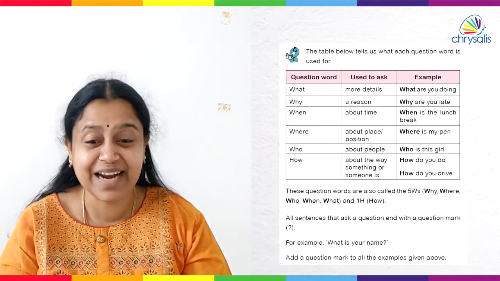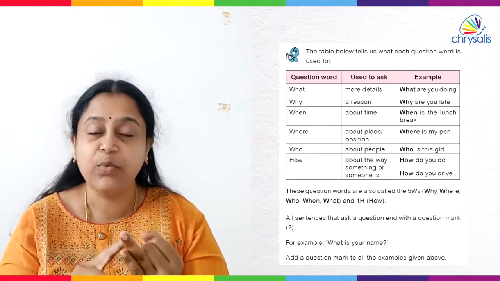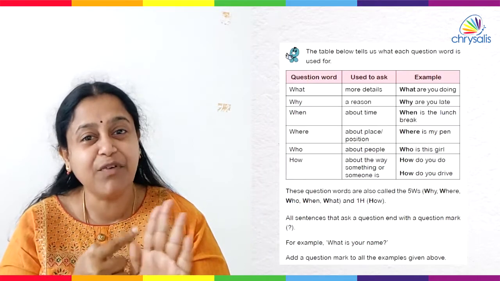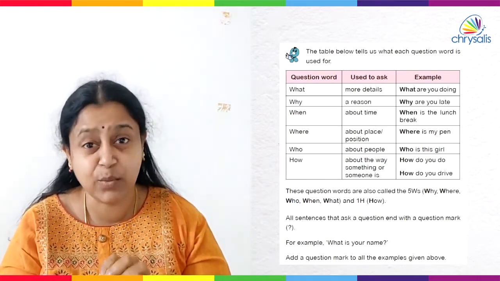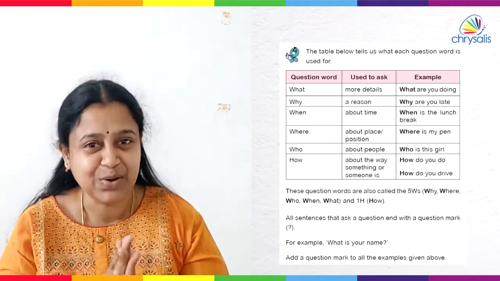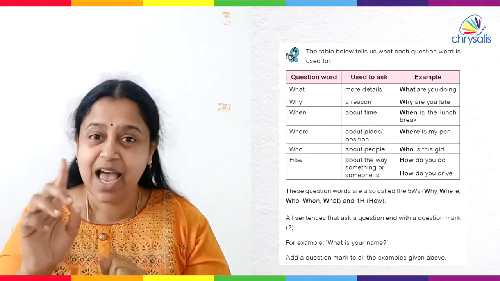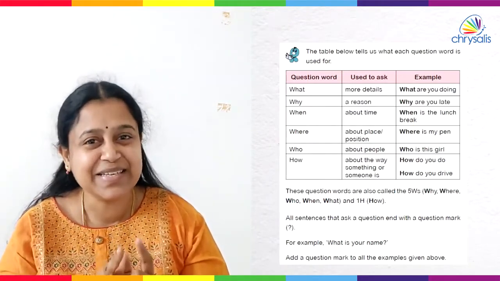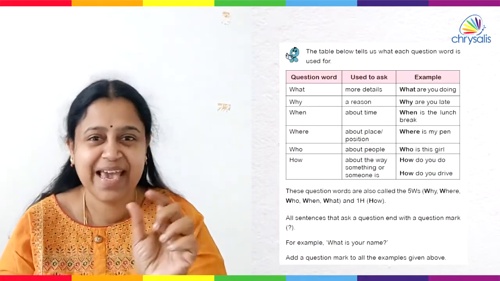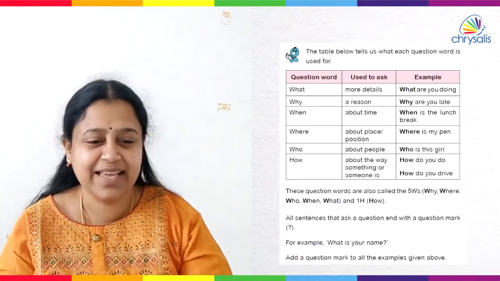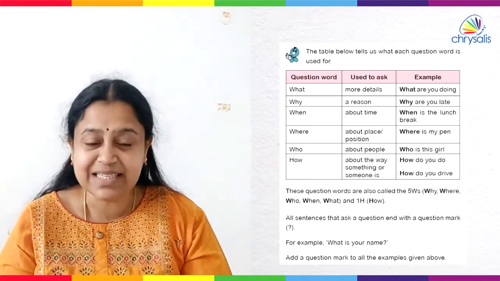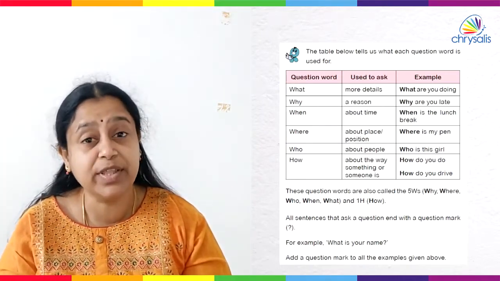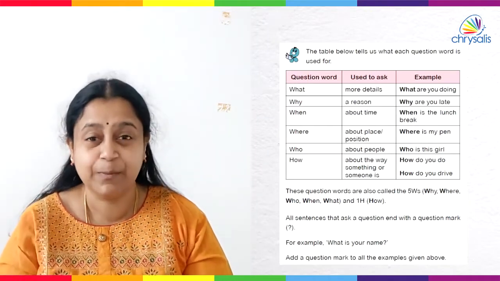Yes, as you guessed it right. Why, where, who, when and what. So these 5 question words are starting with W. So 5 W questions and only 1 H. That means how. This question word is starting with H, right? So 1 H. All sentences that we use to ask a question end with a question mark.